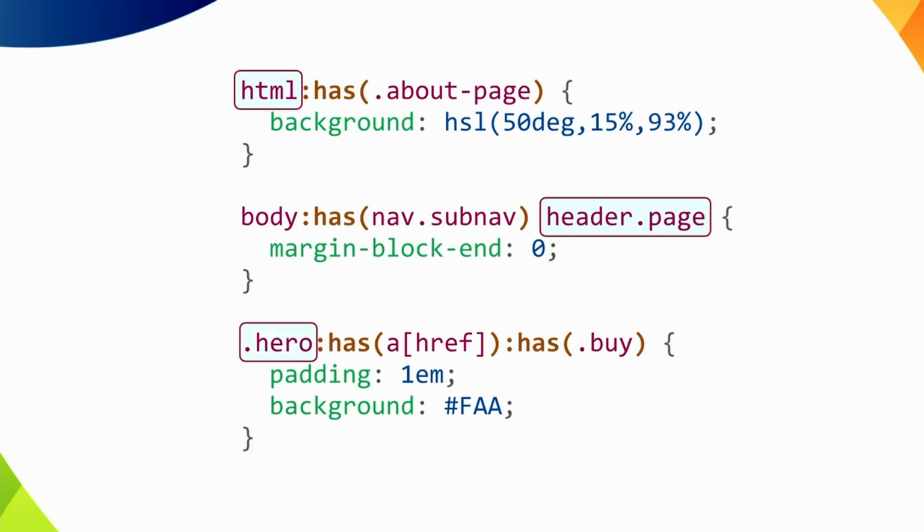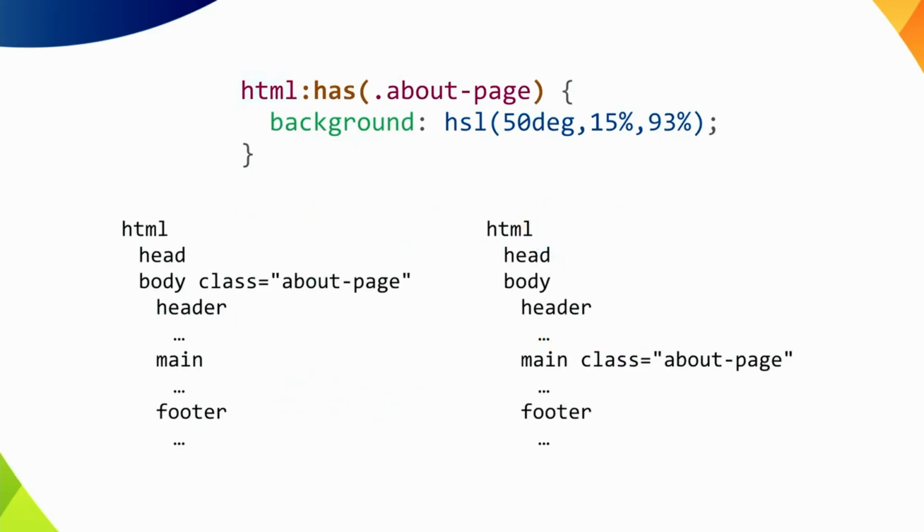Anyway, we could style any element with a class of hero whenever it has, somewhere inside of it, both a hyperlink and an element with a class of by, which could be the same element, but doesn't have to be. Let me break this down in a little more detail.